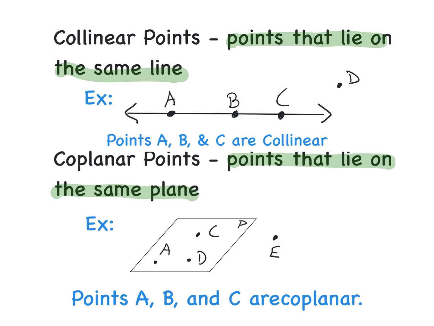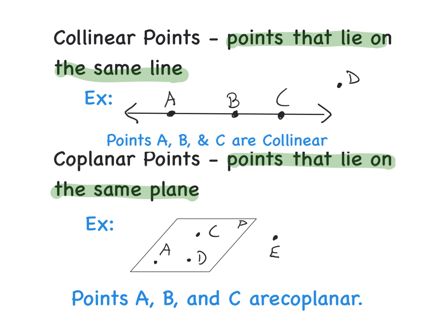Okay? Basically, when we look at it, we have points A, B, and C. They're all on the same line. That means they're collinear. See how point D is not on the line? It's not collinear with it. It's not on the same line. Okay? Pretty simple.